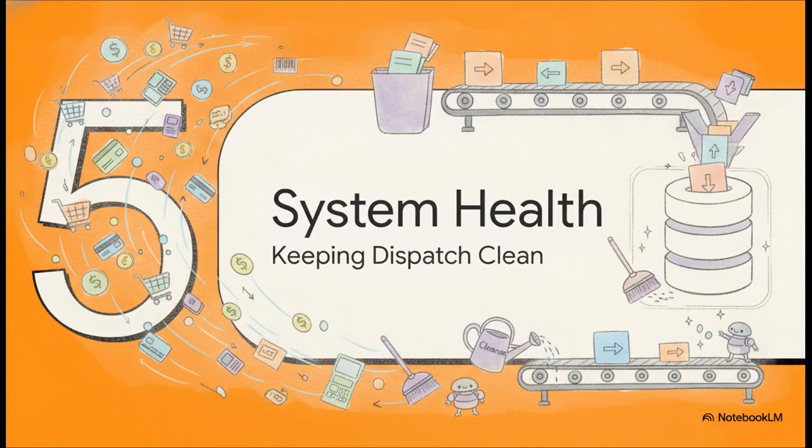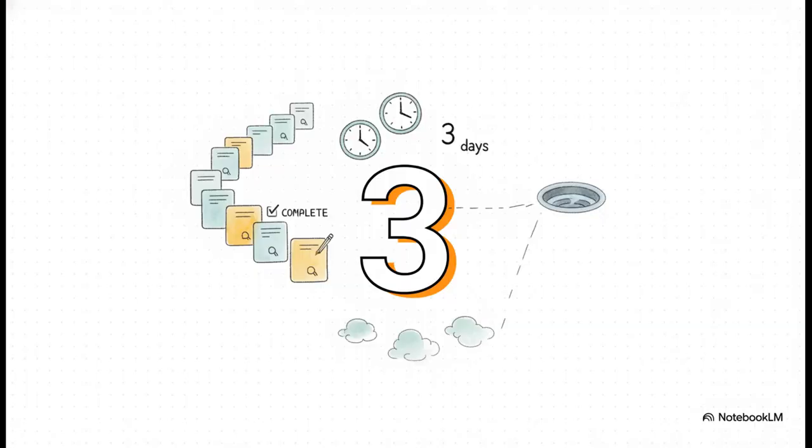Section 5. Maintaining system health, keeping the dispatch room clean. 3. That is the magic number here. With thousands of transactions flowing through every single day, you have to prevent the queue from overflowing. By default, records marked as complete are held in the queue for just 3 days before they're considered old news and get completely purged from the system.